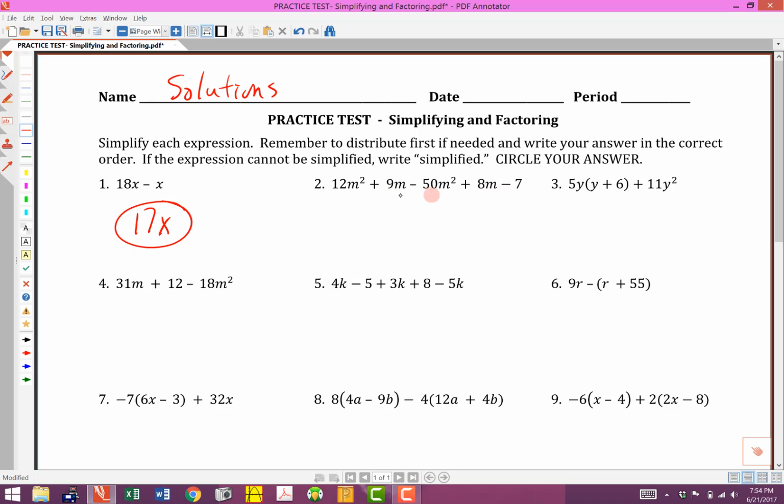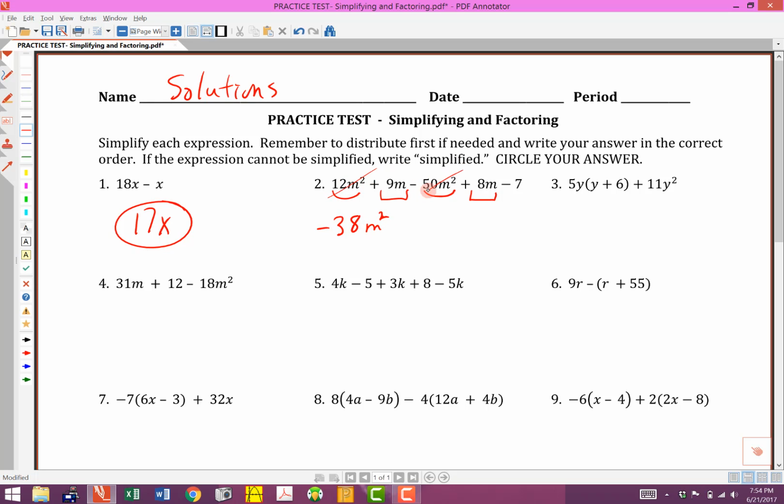Let's see, we've got 5 terms here. We've got some m's, and some of them are squared and some of them are not. And then we've got that constant on the end that doesn't have any m's at all. So let's take a look here. We've got 12m squared minus 50m squared. Again, use the rules for integers. Different signs, we're going to find the difference. The difference is 38. The bigger one's negative, so that's negative 38m squared.